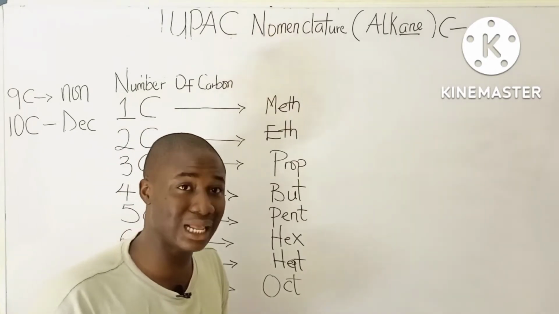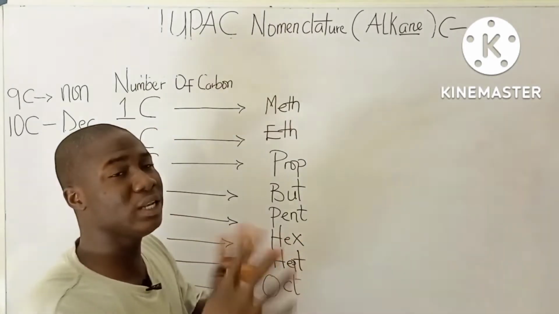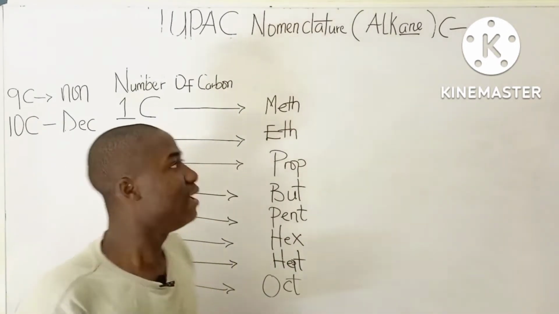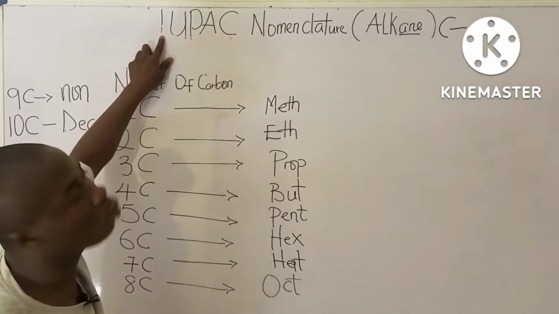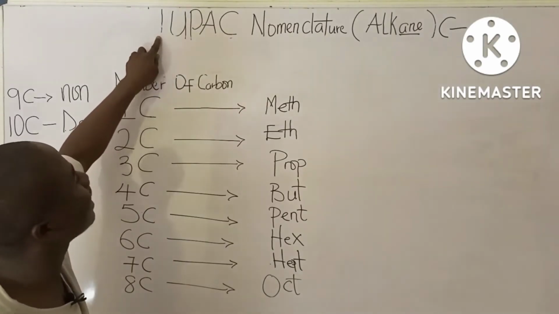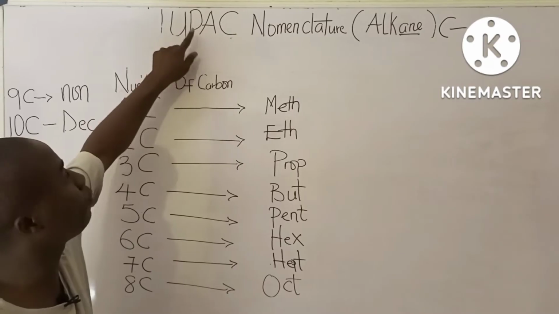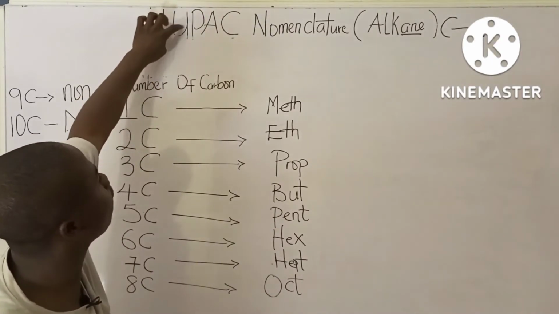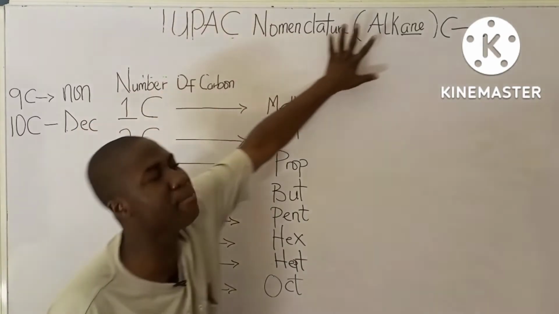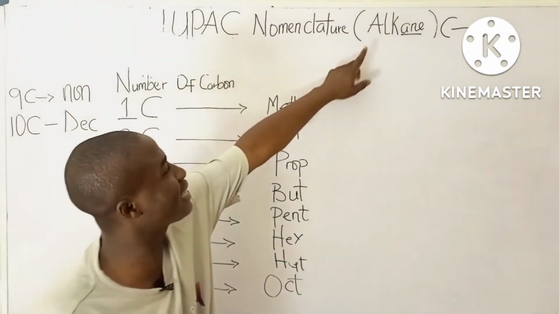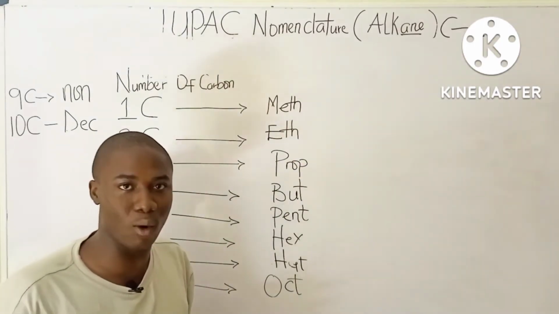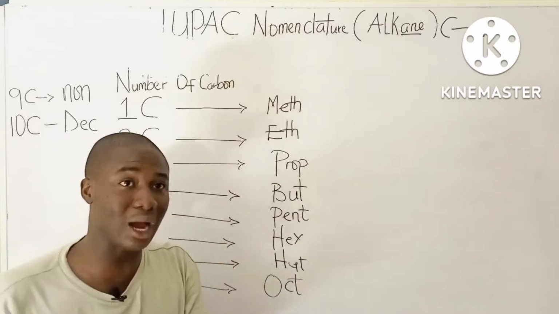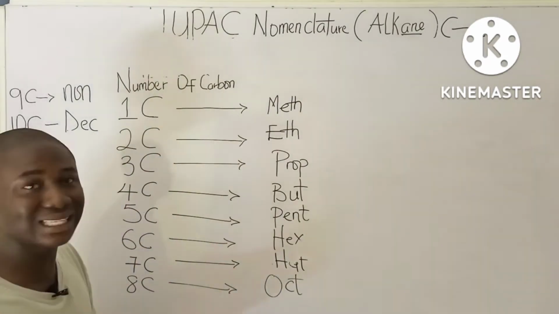So in the course of today's lesson, I'll be teaching on how to name compounds that are alkanes, so compounds that are single bonded. Now, it must be noted that the word IUPAC simply means International Union for Pure and Applied Chemistry. So we'll be using the International Union for Pure and Applied Chemistry to name organic compounds, because alkane is an organic compound.